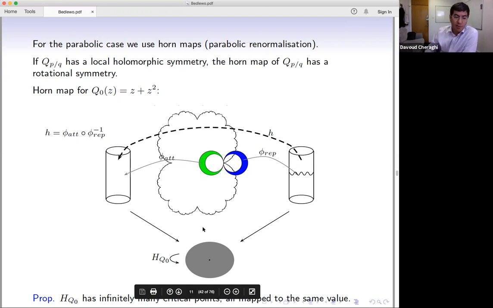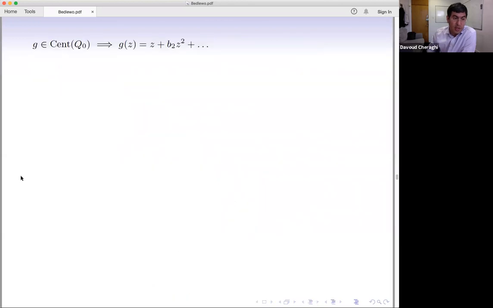So let's see how this picture fits into having a symmetry near zero. So assume that we have a map G that is a germ of a holomorphic map defined near zero, and it commutes with Q sub zero. You can just use the commutation property to see that G must be of this form. So the leading term is Z plus some B2 Z square and so on.